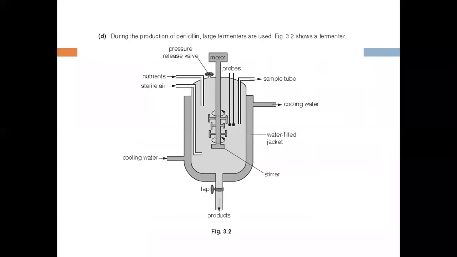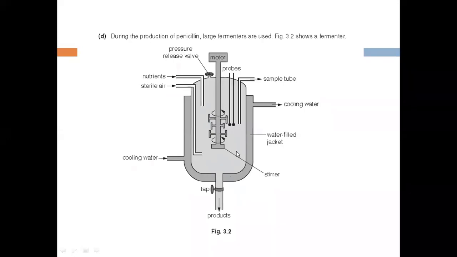Let's move toward another question. During the production of penicillin, large fermenters are used. You know, a fermenter is a vessel where we are growing fungi or bacteria so that they produce a certain product.